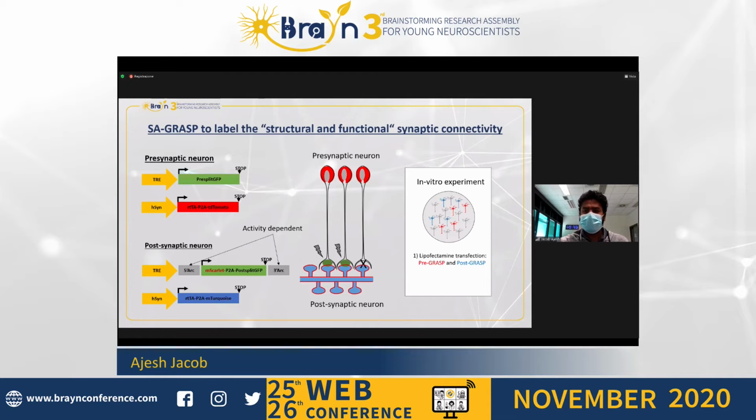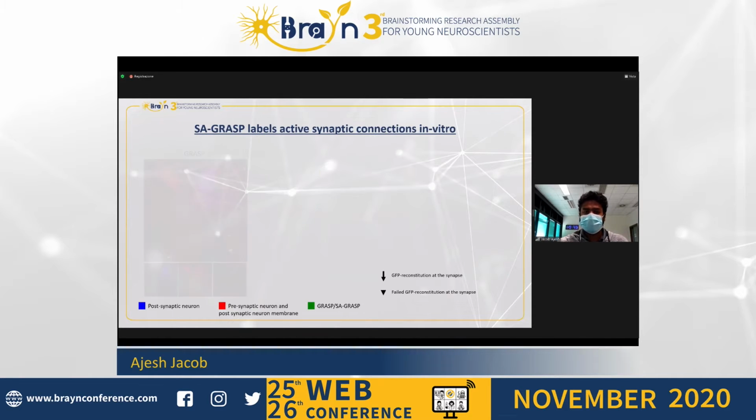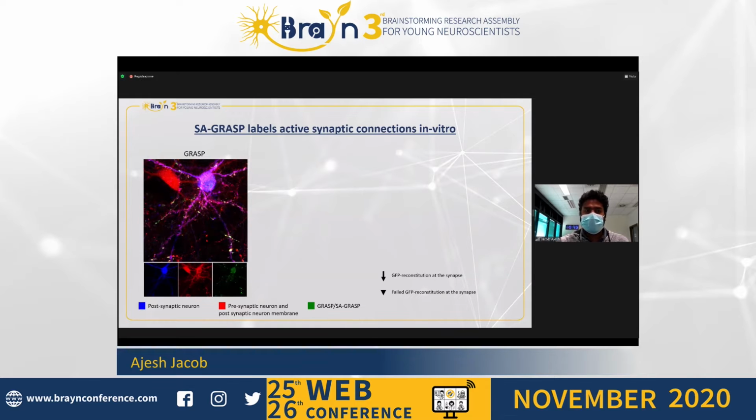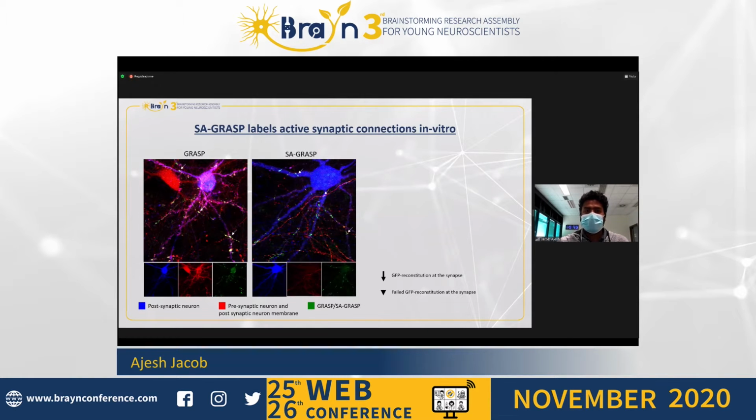We validated the construct in vitro. We transduced neurons with the pre-GRASP and post-GRASP. Then LTP was induced in the culture. Then they were fixed and imaged. In the case of normal GRASP, most of the synapses between the presynaptic and the postsynaptic neuron were expressing GFP. But in the case of synaptic GRASP, there were some synapses expressing GFP, but some synapses failed to express GFP.